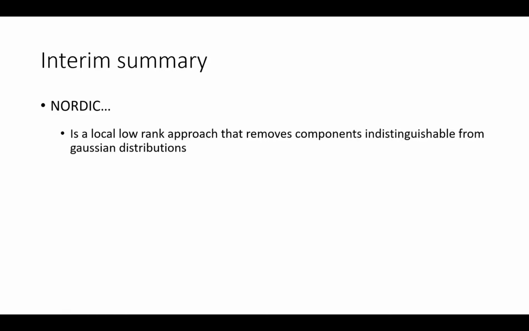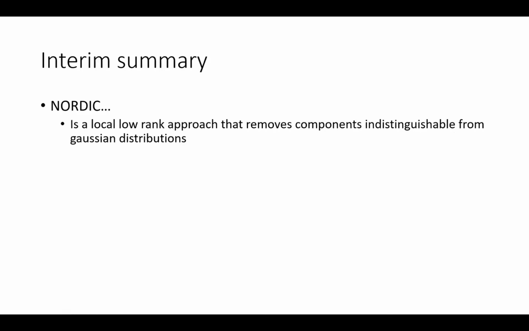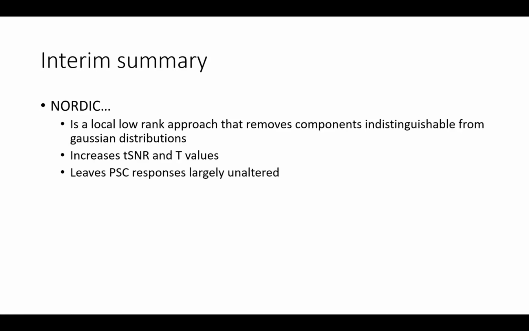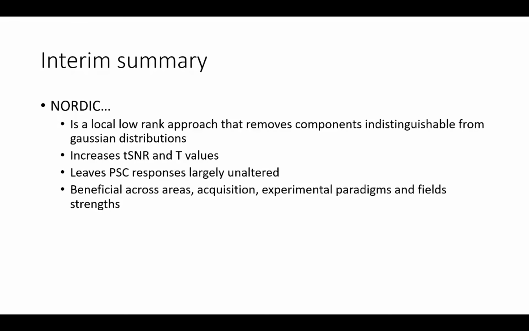So just a very brief summary of what we've seen so far. Nordic is a local low rank approach that removes components indistinguishable from a Gaussian distribution. In doing so, it increases the tSNR and T values of data and leaves the percent signal change responses largely unaltered. And it can be beneficial across cortical areas, acquisition protocols, experimental paradigms, and field strengths.